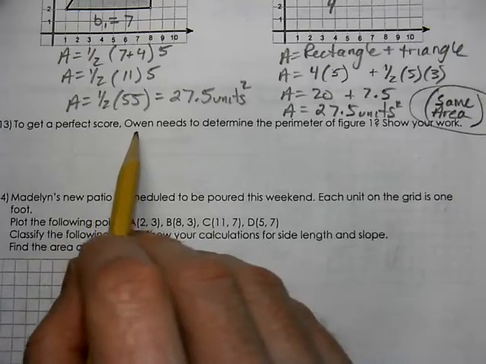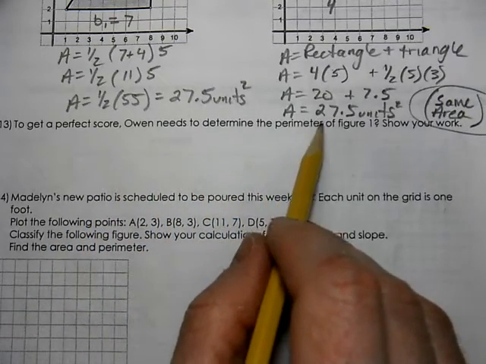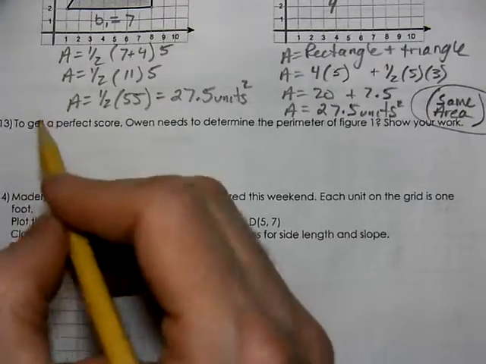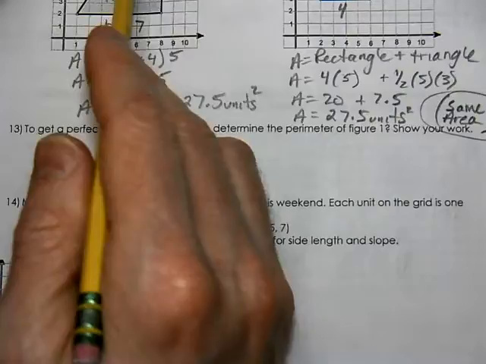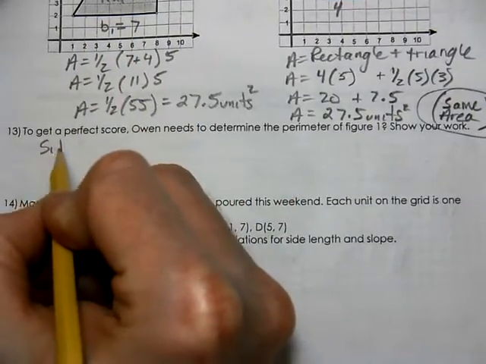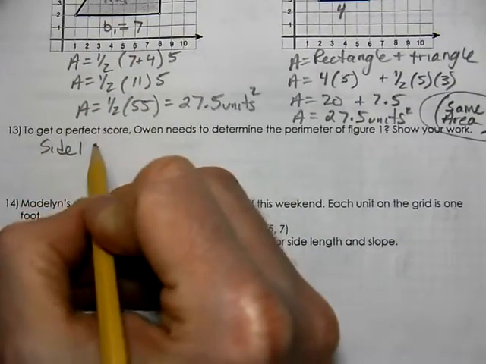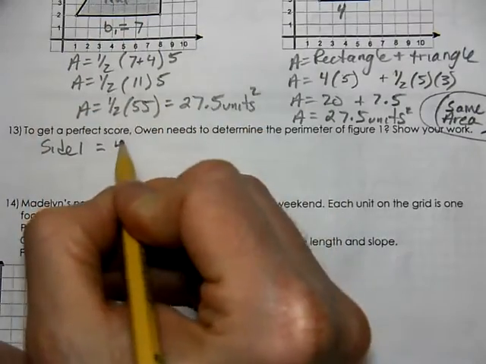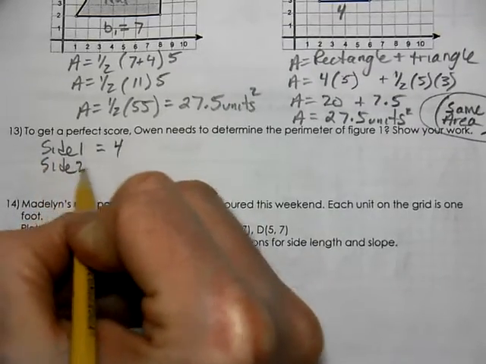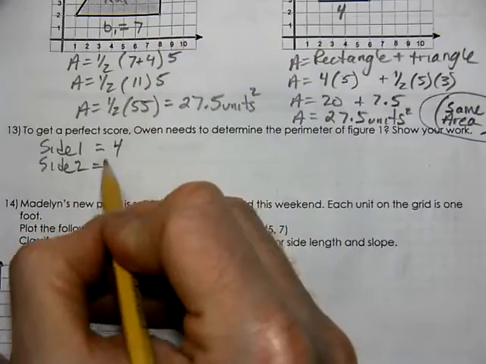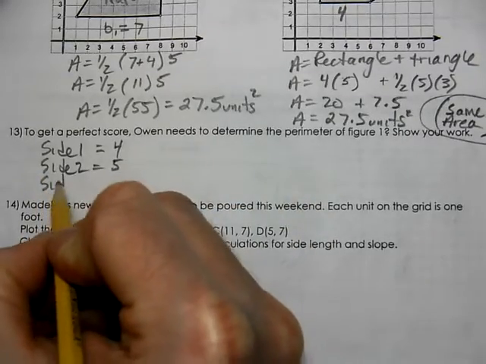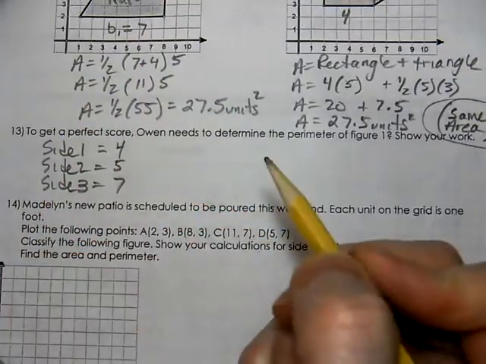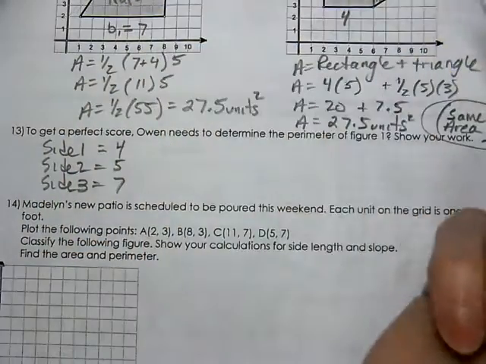To get a perfect score, Owen needs to determine the perimeter of figure 1. How would you figure out the perimeter of figure 1? Well, perimeter of figure 1 has 4 different sides. We have side 1, which we'll call a length of 4. Side 2, which is their height, which is 5. Side 3 is 7. And then we got to find the slanted height.